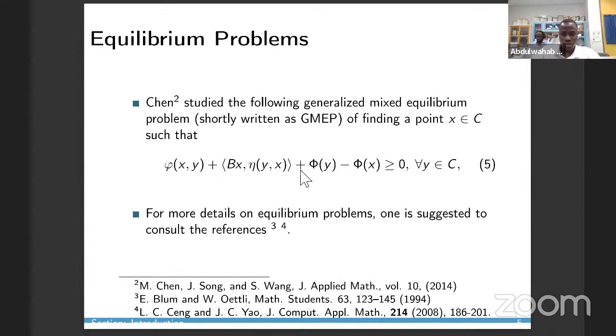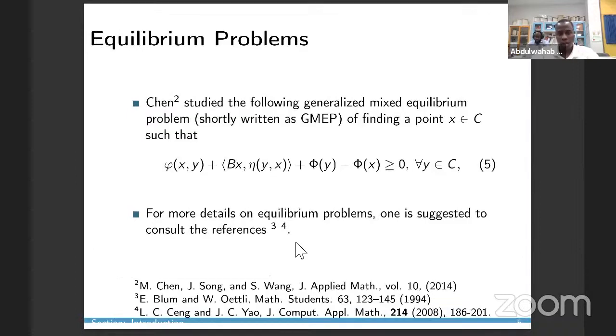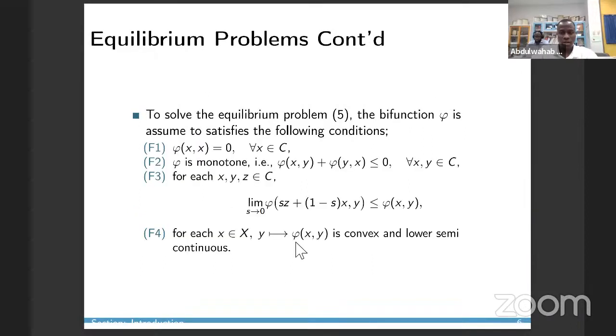For more details on equilibrium problems, one is suggested to consult references 3 and 4. In order to solve problem 5, that is, the generalized mixed equilibrium problem involving relaxed eta-alpha monotone mapping, the following assumptions are made on the bifunction. The first assumptions are F1, F2, F3, and F4.